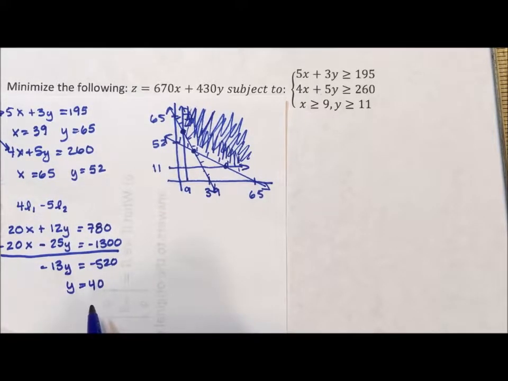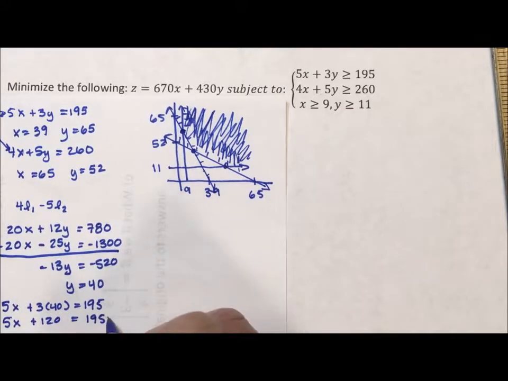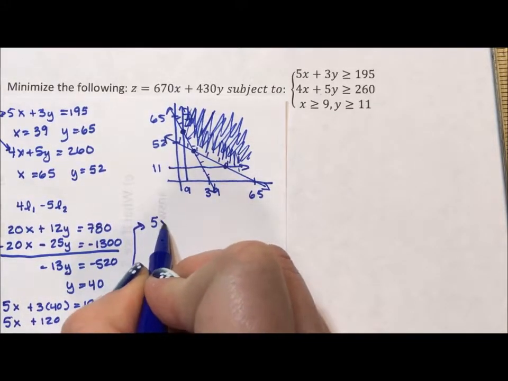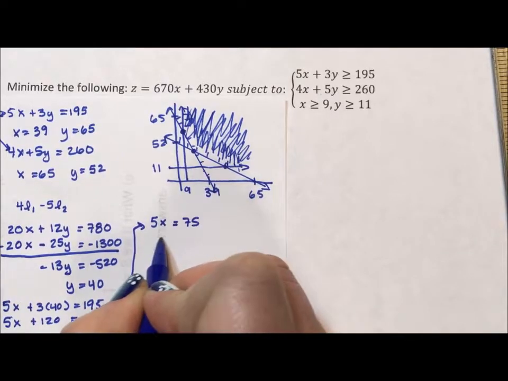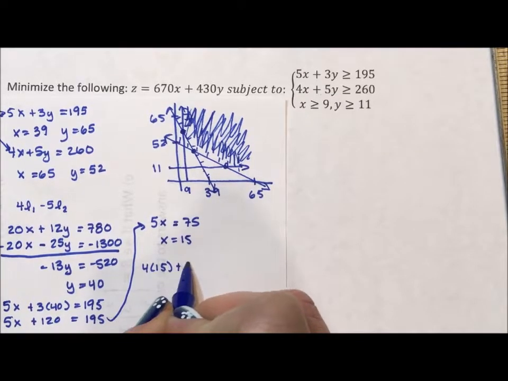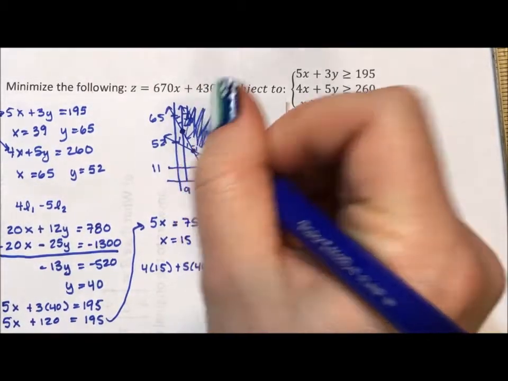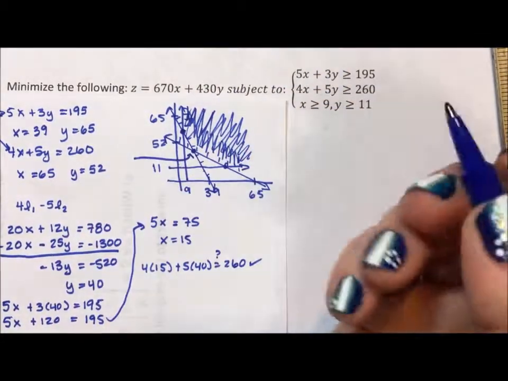I then need to use that to get my x. So I'm going to go back to my original equation. I'm going to say 5x plus 3 times 40 equals 195. 5x plus 120 equals 195, so 5x is equal to 75. So x equals 15. I then quickly check: is 4 times 15 plus 5 times 40 really equal to 260? It is.